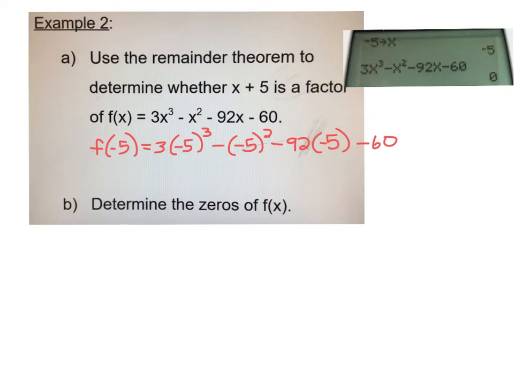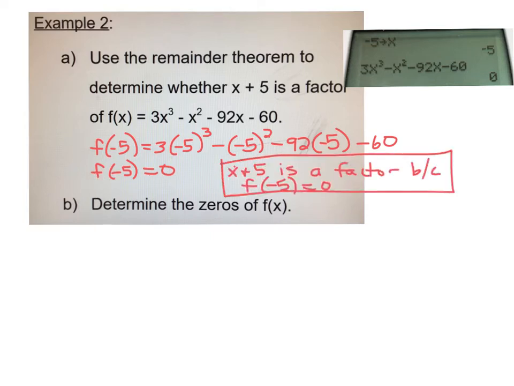So here we found that f of negative 5 is equal to 0. So is x plus 5 a factor? Yes, it is. X plus 5 is a factor because f of negative 5 equals 0. You want to write that out. And what that means is if we were to have divided f of x by x plus 5, we would have wound up with a remainder of 0, with no remainder.